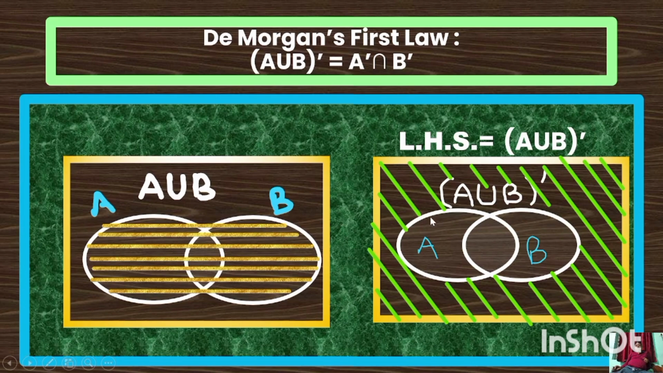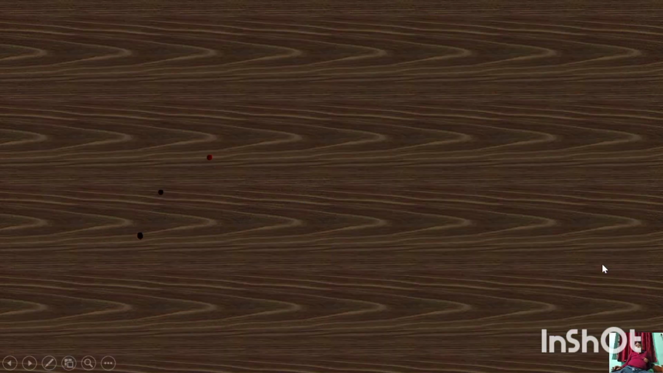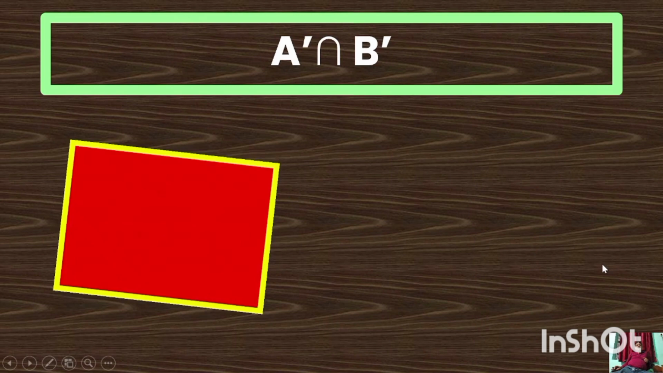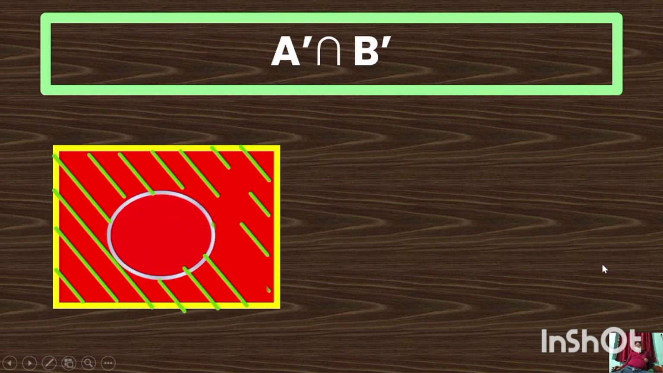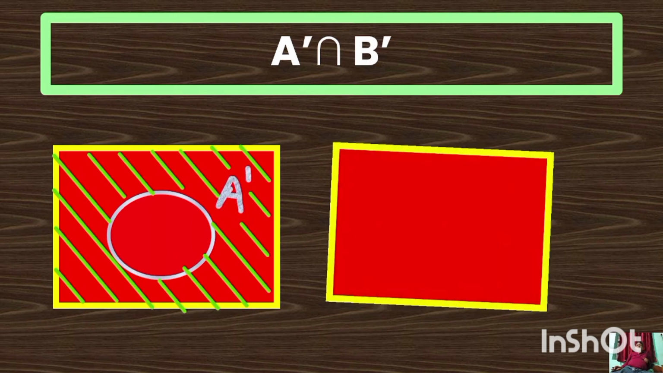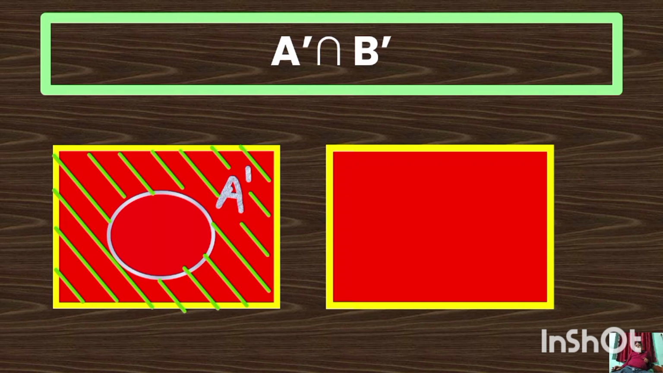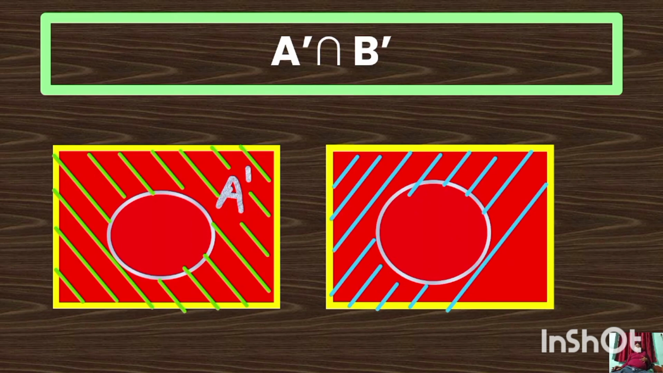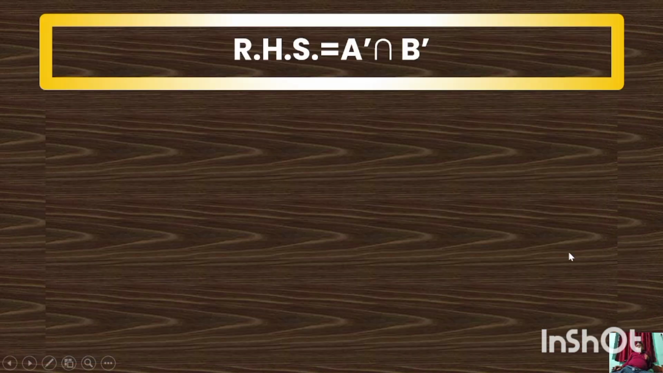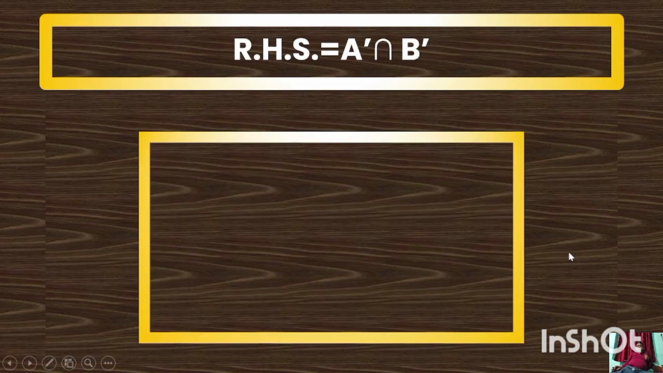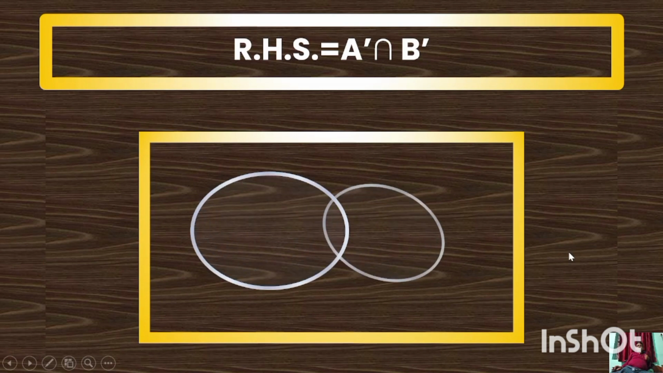Okay, this is the A union B set, and this is the A union B whole dash, the complement of A union B. See, again you find out A dash intersection B dash. First of all, you find the complement of set A, A dash. Similarly, find B dash, the complement of set B, right? You see now, you are getting the RHS also, okay? And you see A dash intersection B dash.